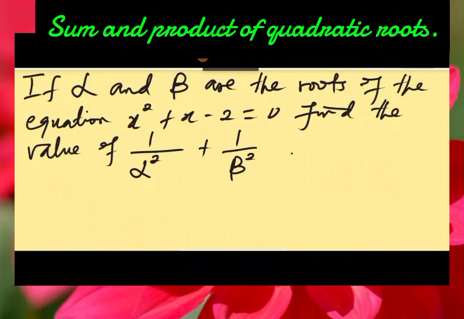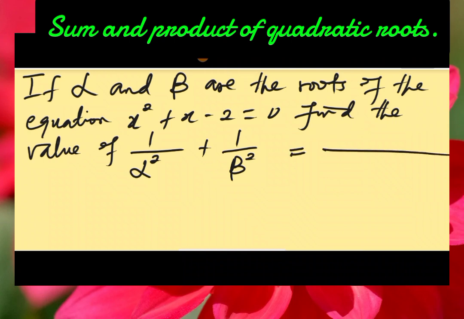If alpha and beta are the roots of the equation x squared plus x minus 2 is equal to 0, find the value of 1 divided by alpha squared plus 1 over beta squared. Very good. Before we do anything, let's simplify this 1 over alpha squared plus 1 over beta squared.